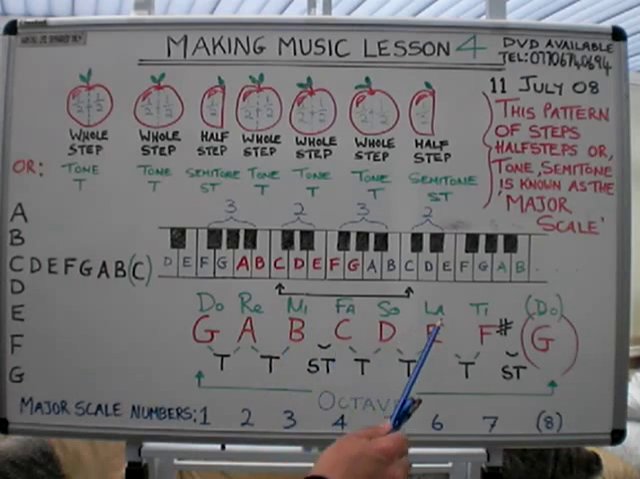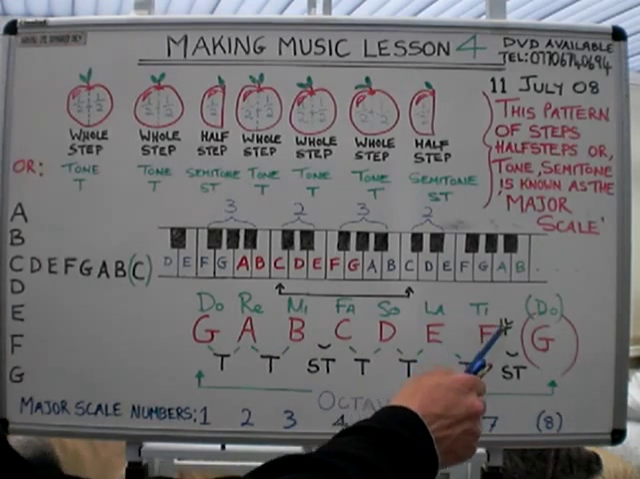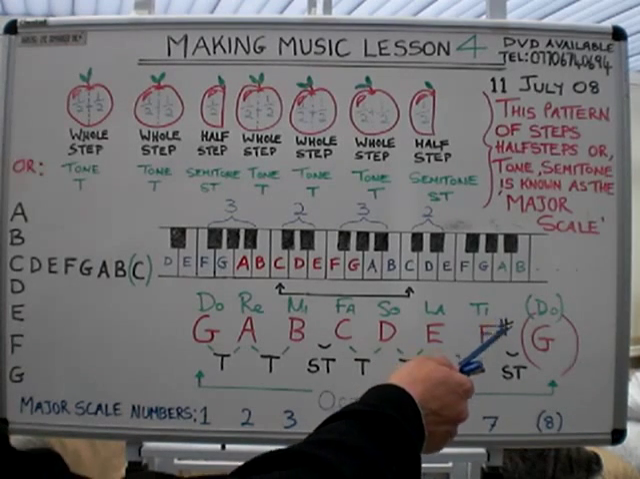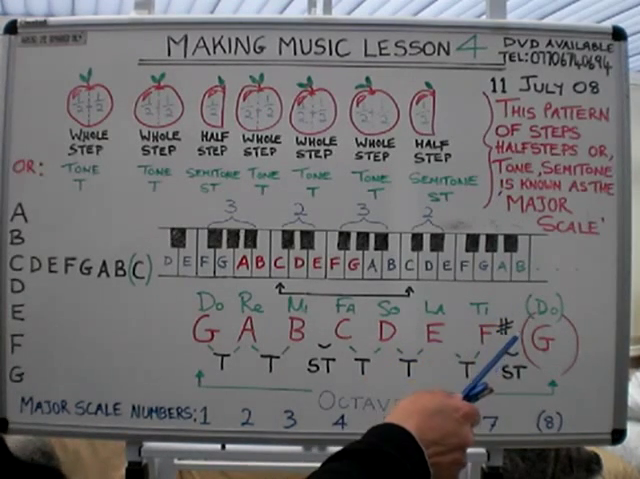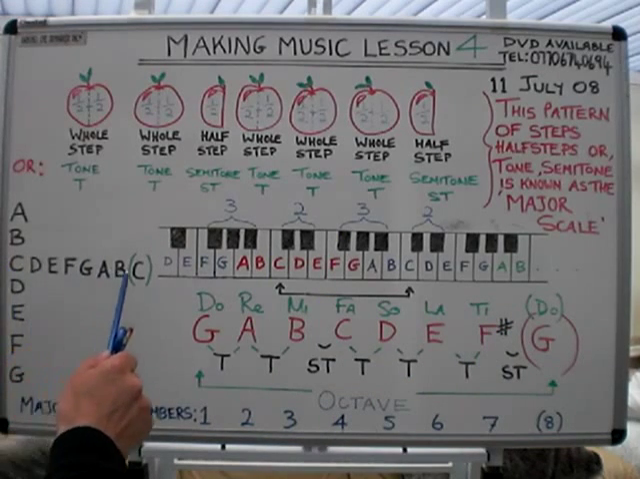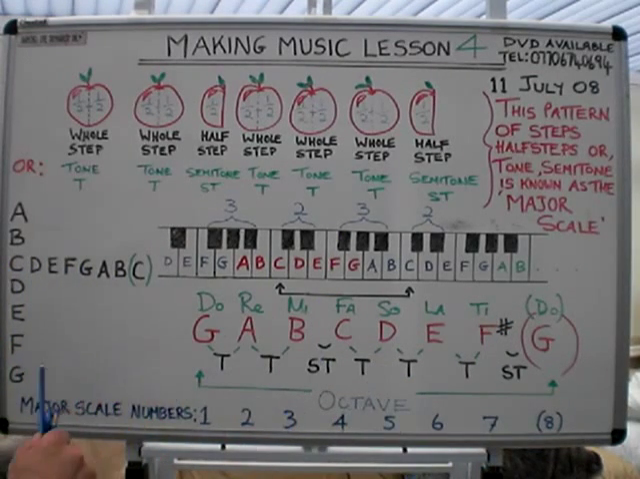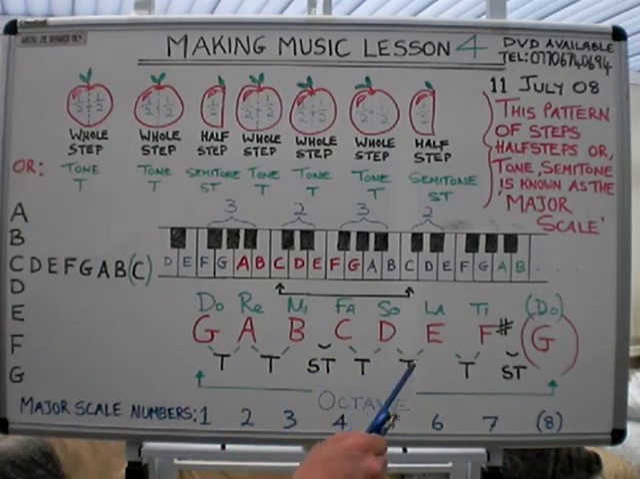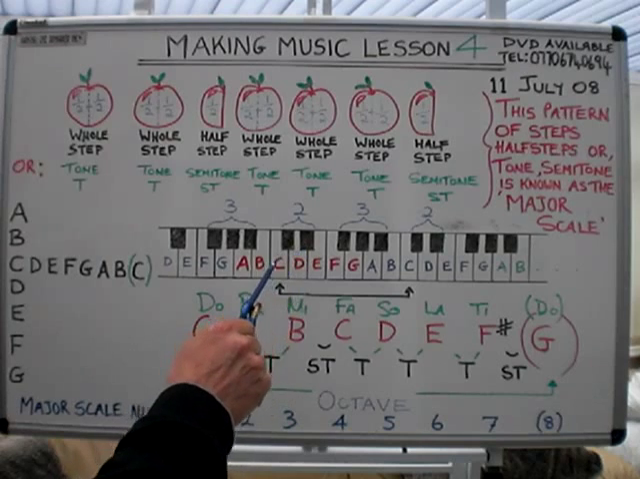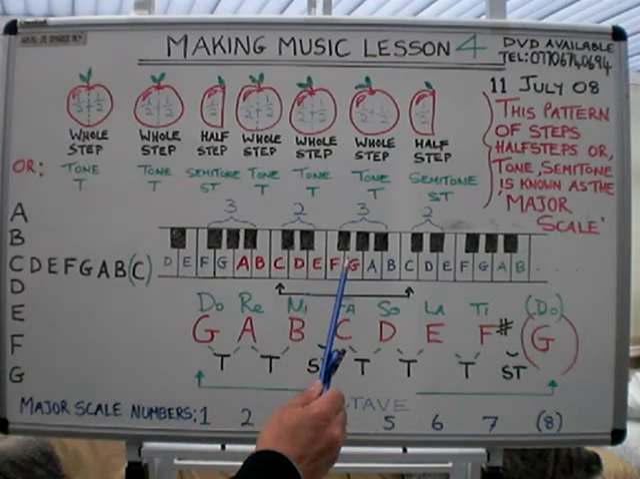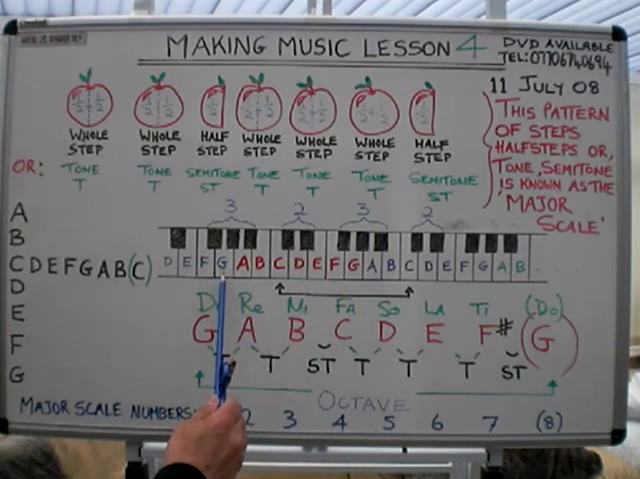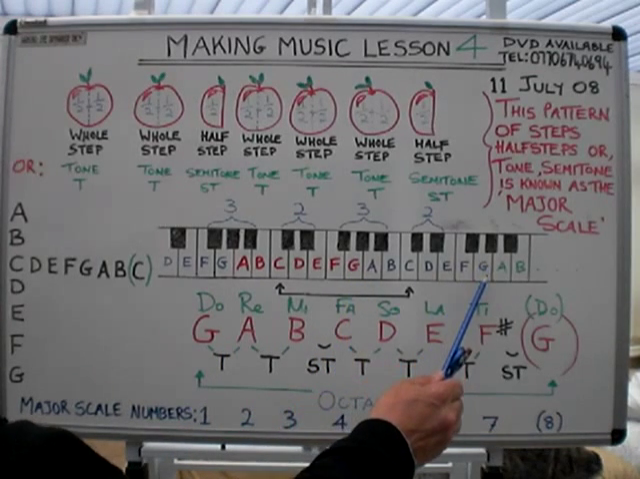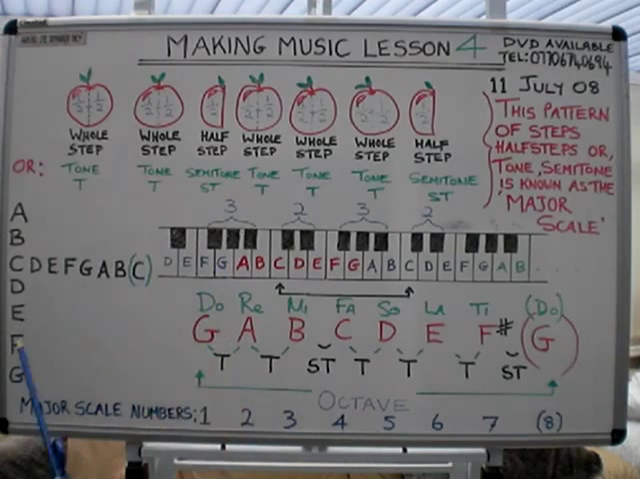So G, A, B, C, D, E, F sharp, G. Now the sharp is something I'm going to go on to explain. Don't be put off by it. It's much the same as this C scale we've done. There's going to be a little bit of a change when we work out this tone, tone, semitone, tone, tone, tone structure, working it out on the piano. We'll start here, this G to the next G.